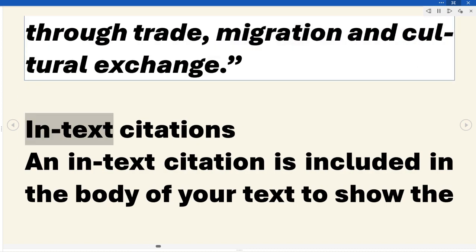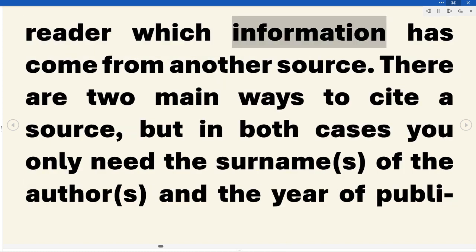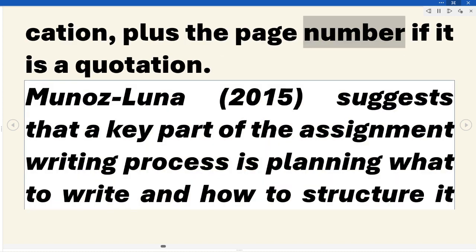In-text citations. An in-text citation is included in the body of your text to show the reader which information has come from another source. There are two main ways to cite a source, but in both cases you only need the surname, S, of the author, S, and the year of publication, plus the page number if it is a quotation.